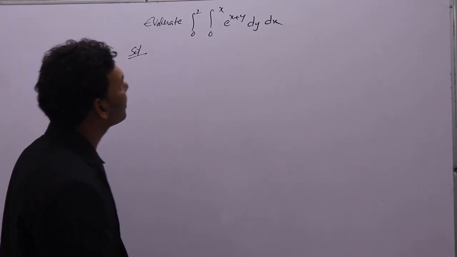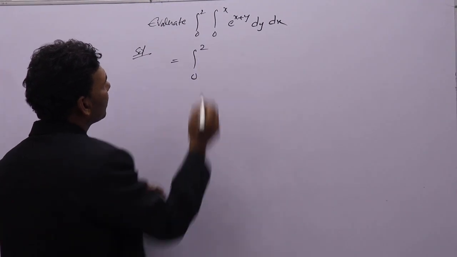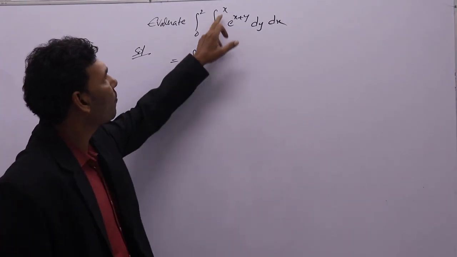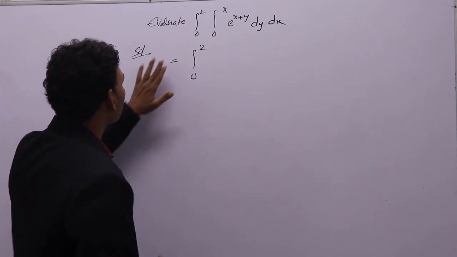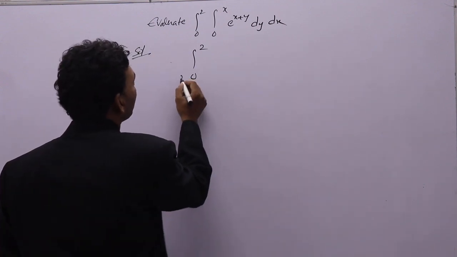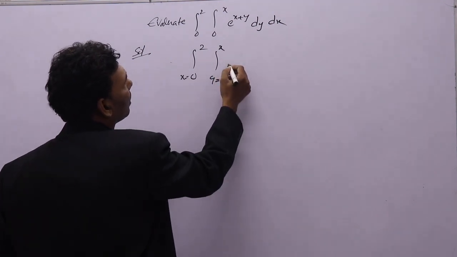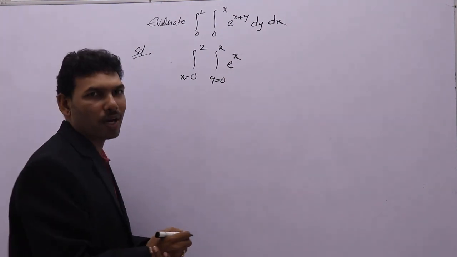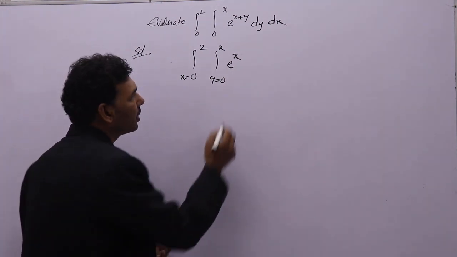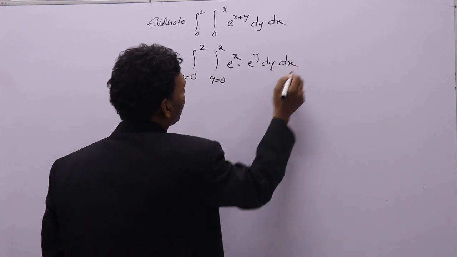So we need to evaluate this one. To evaluate this, we all know that these are limits of y. The limits in terms of x are limits of y. That's why these are x limits, these are y limits. e power x plus y is e power x into e power y, like a power m plus n is a power m into a power n, dy dx.